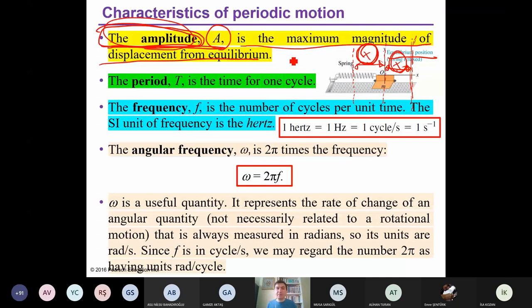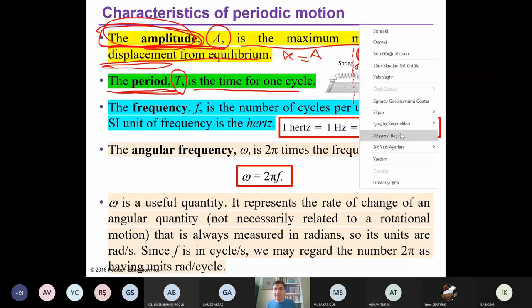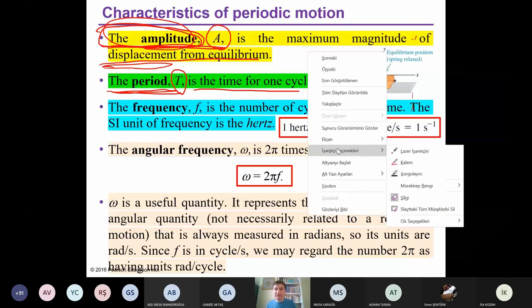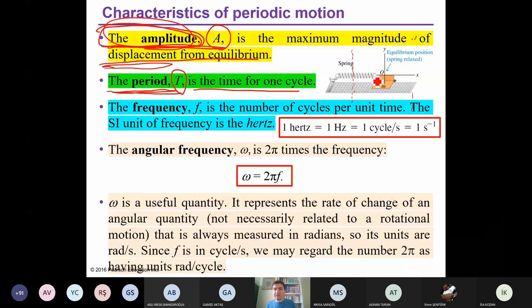And what about the period? Period is shown with the capital T, it is the time for one cycle. What do I mean by one cycle? Again, let me explain on this graph. Just consider that this is the maximum compressible position for the glider, where we have x equal to minus A, let's say. And here we have the maximum stretchable position for the x. Here x is positive A, okay? And let's consider that this glider is moving between these two x positions. Okay, so it has periodic motion between these two positions of x.